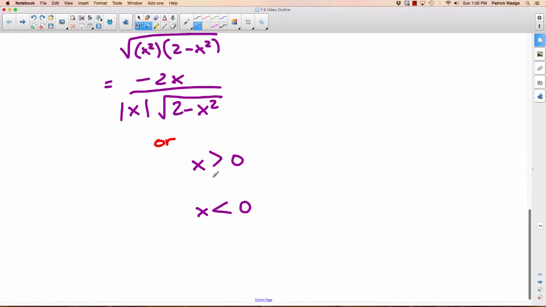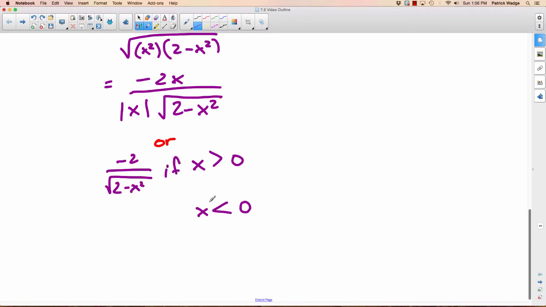Let's say, first of all, that x is greater than 0. If x is greater than 0, these absolute value signs actually don't do anything, so you could just ignore them. And this would still be positive, because x is greater than 0. So you'd have x over x, which cancel out. All you'd have left is negative 2 over the square root of 2 minus x squared. That's if x is greater than 0.